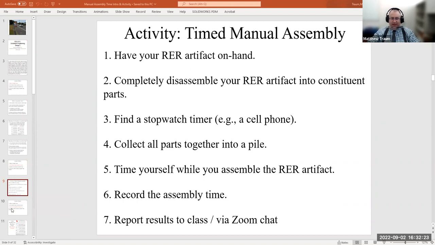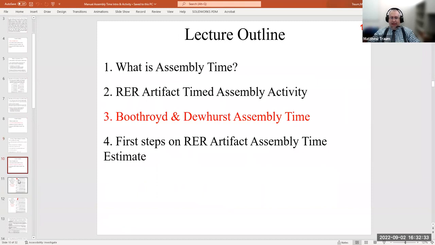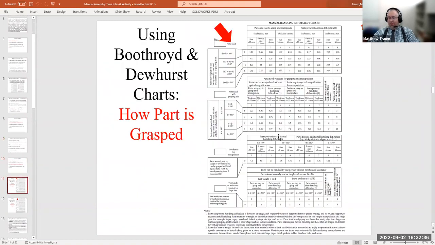Now that you've had the experience of reassembling, let's walk through the actual Boothroyd and Dewhurst assembly time process. Again, I know that you guys probably can't see the words or the numbers, and I'm going to blow this up later so that you can see what some of the words and numbers mean.